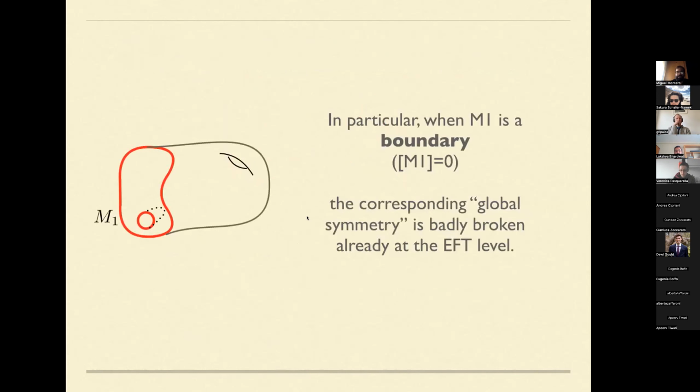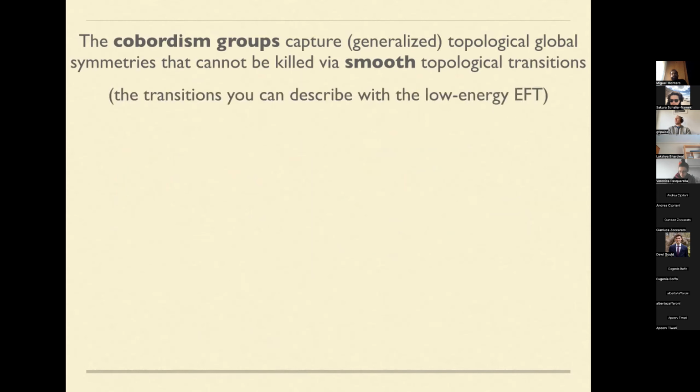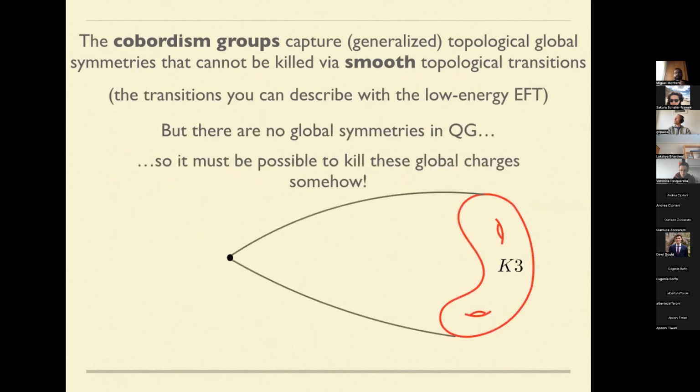Just as a simple remark, when the manifold is itself a boundary, that means the symmetry is broken because it's charged. Here there's nothing, there's the vacuum. So when a manifold is a boundary, that means in the trivial cobordism class there's no charge and no symmetry. And as I was saying, the cobordism groups capture these topological charges that cannot be killed via smooth topological transitions. They capture the stuff that cannot be killed even once I take into account interpolating smooth manifolds. In other words, the things that you can describe with the low energy effective field theory.